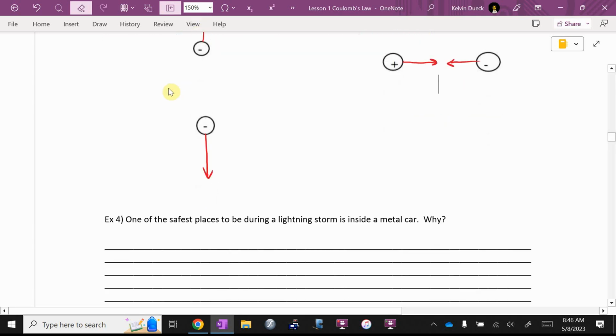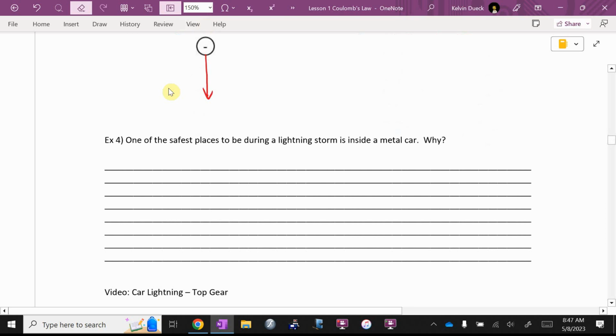One of the safest places to be during a lightning storm is inside a metal car. Why?